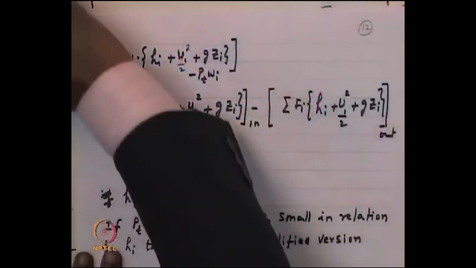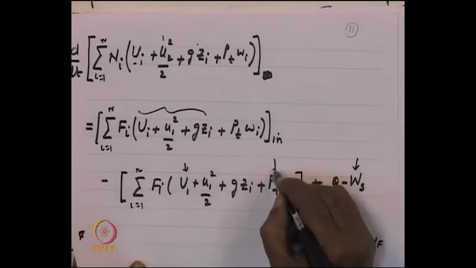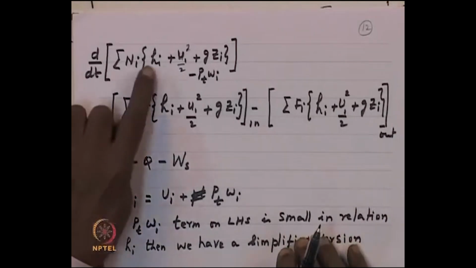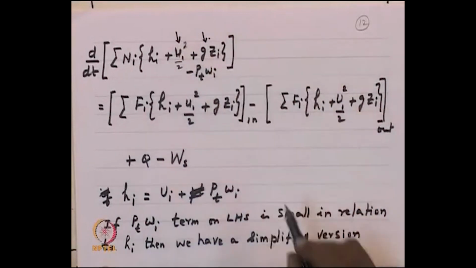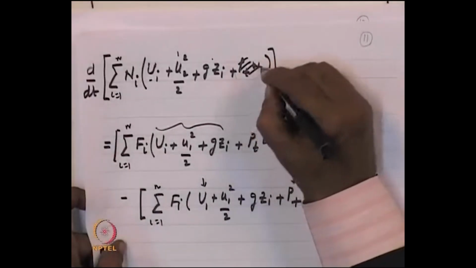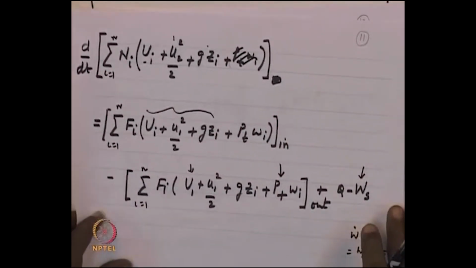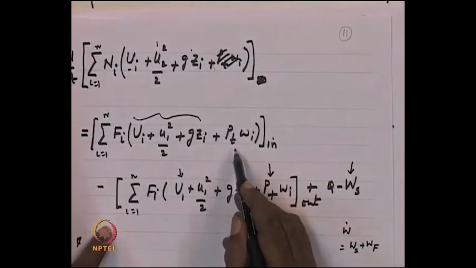With all the simplifications, what we have is this term, you notice here this term u_i plus P_t omega_i, it is termed as H_i. That is what we have done here, H_i, and then you have this kinetic energy, this is the potential energy. Okay. Notice here this term is not there. So, notice here that on the left hand side the term P_t omega_i does not appear, but on the right hand side it appears.